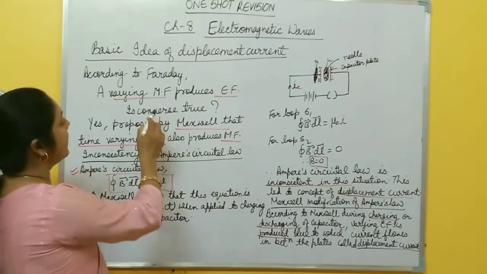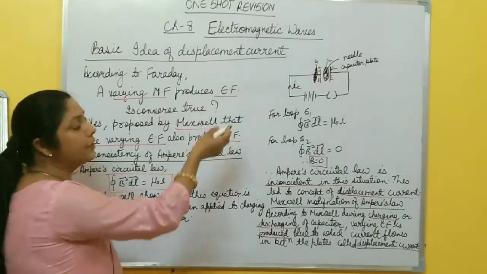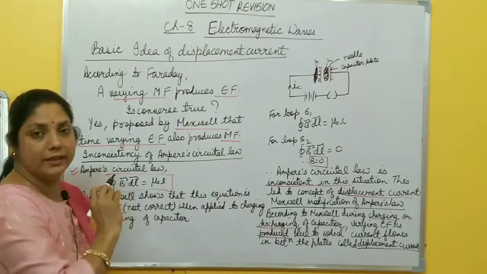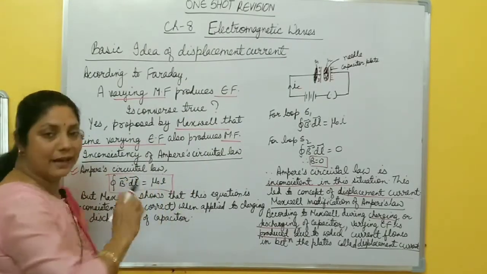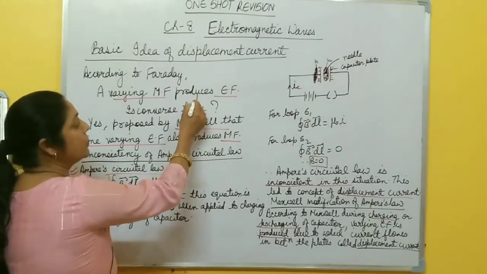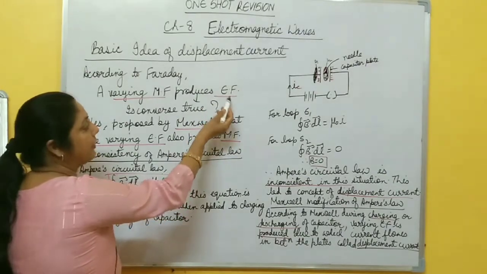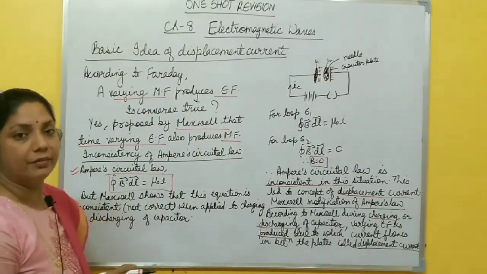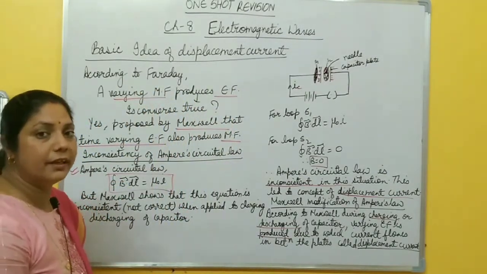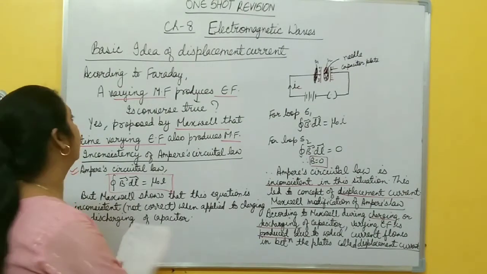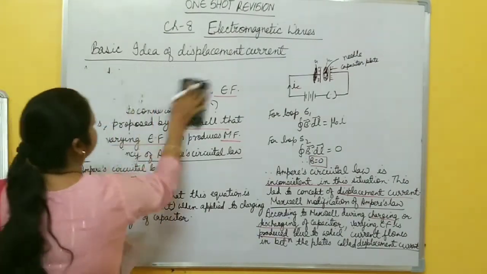What we have discussed, that a varying magnetic field produces electric field according to Faraday's law, and then according to Maxwell, the reverse is also true. A time varying electric field also produces magnetic field with the help of which current? Displacement current, right? Okay, I am going to rub this one.